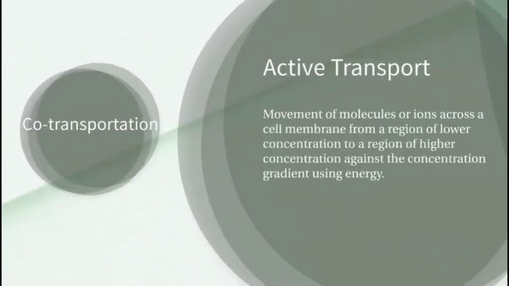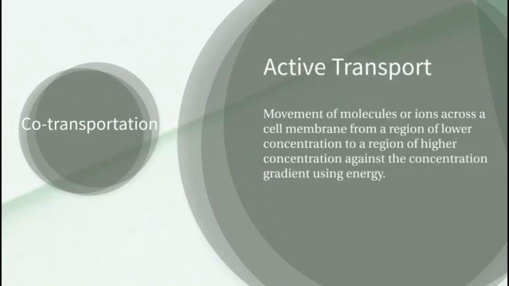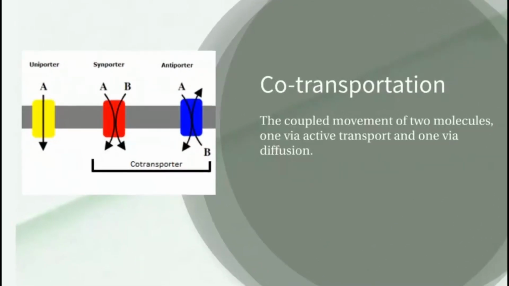We also have another form of active transport, which is called cotransportation. With cotransportation, we have the movement of two molecules, one via active transport and one via diffusion. These use carrier proteins, and we call these cotransporters. Instead of a molecule going through on its own, the molecule goes through with another molecule. For example, you might have glucose and sodium. When the sodium moves from an area of high concentration to low concentration, its movement through the cotransporter allows the movement of glucose with it.